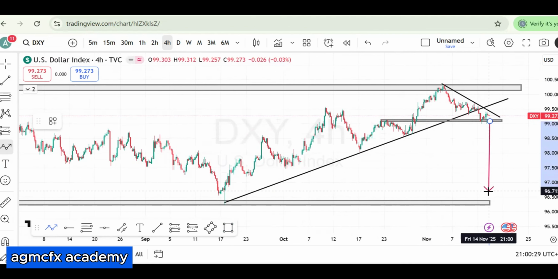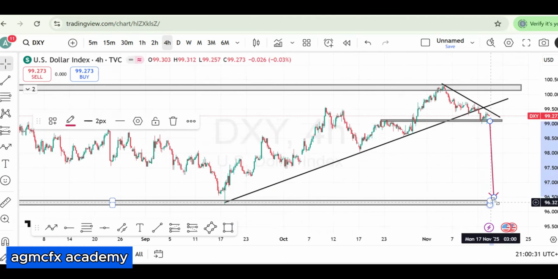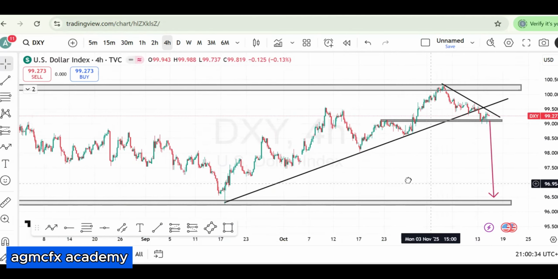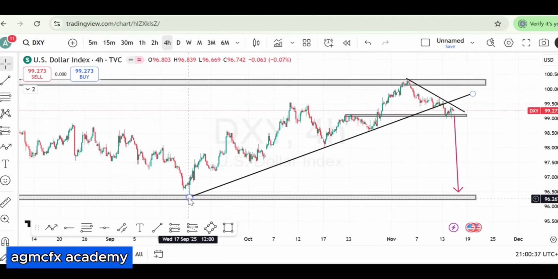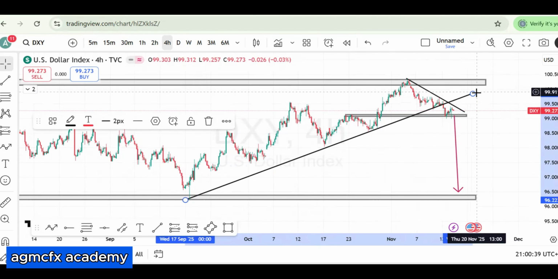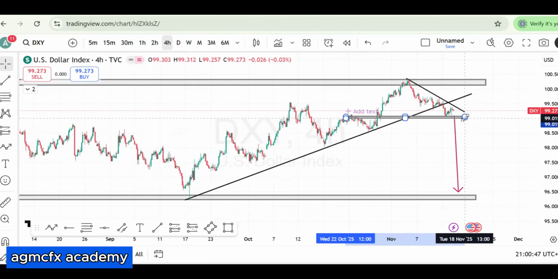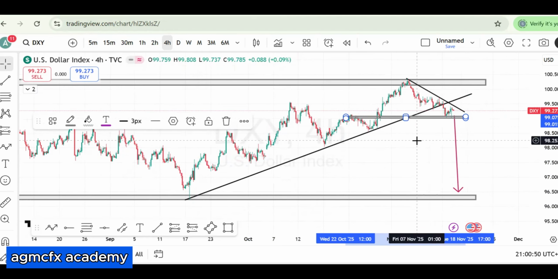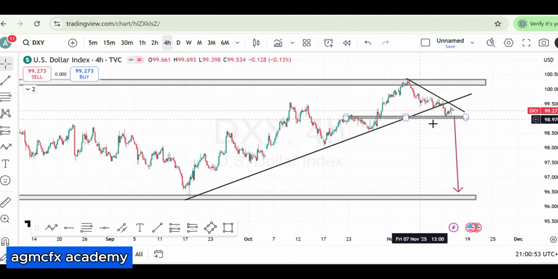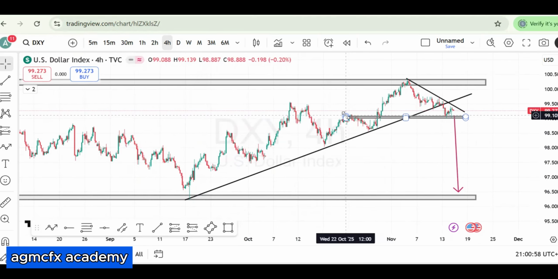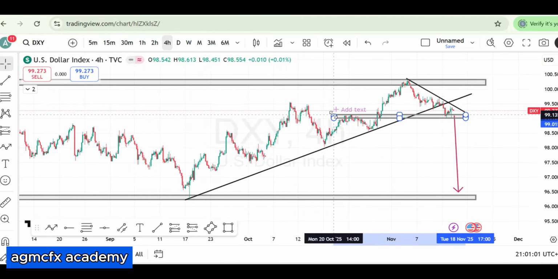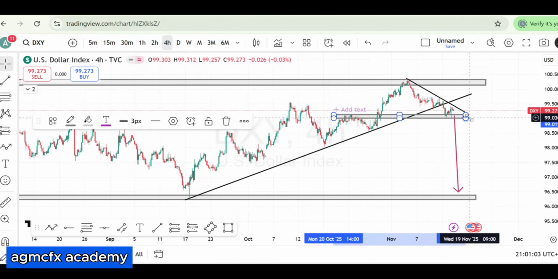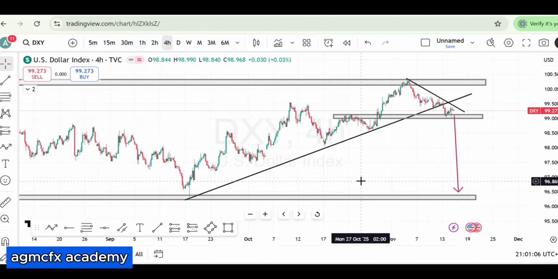And you know what that means? If the dollar is coming down, definitely you'll be seeing GBPUSD going up, EURUSD going up, and probably any currency that has the dollar index as base currency will be coming down, like USDCAD, USDJPY, and USDCHF. But any currency which has the dollar index as quote currency will be going up.